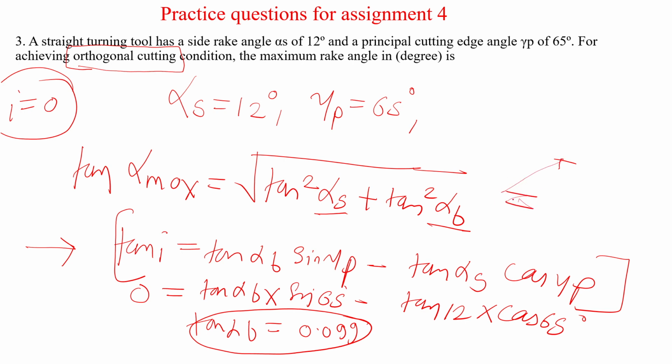What is the value of alpha maximum from this formula? Yes, sir. Tan alpha max is equal to under root tan square alpha s plus tan square alpha b. Now you know alpha s and alpha b both. Tan alpha b you know. Now just put it, square it, add and find the solution. Tan alpha b is 0.099.